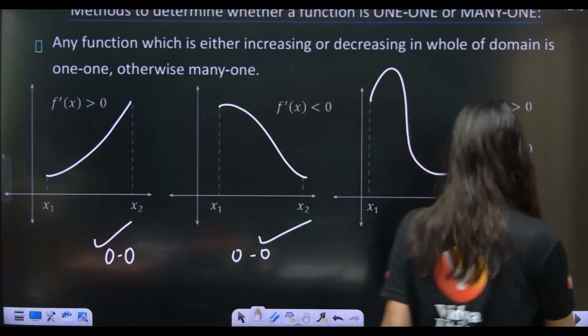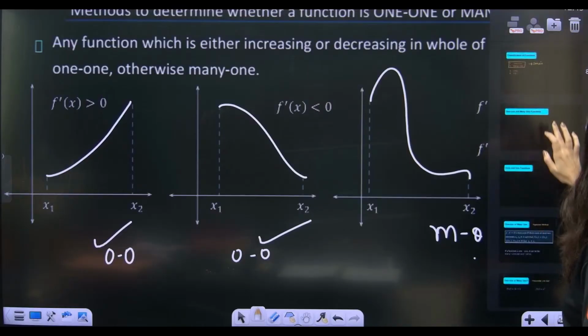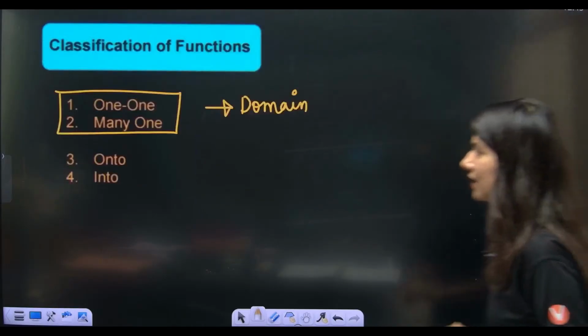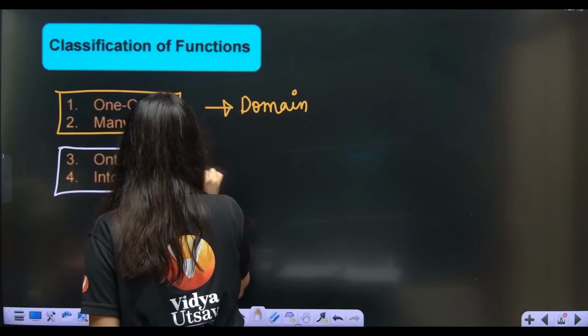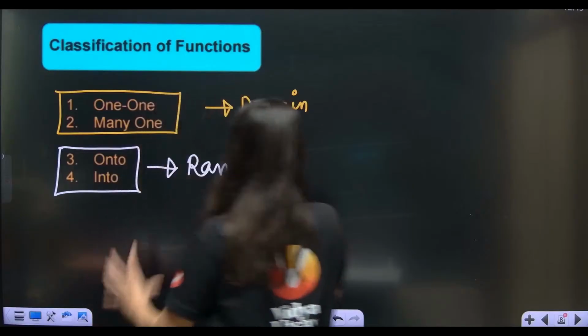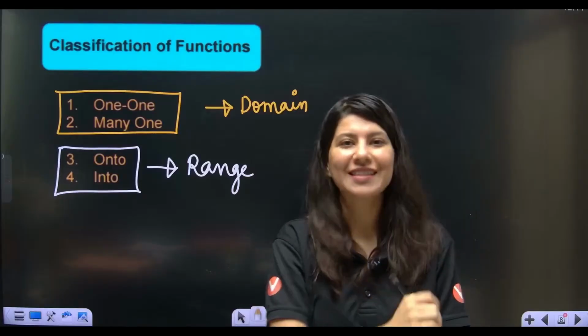Now you must be thinking, ma'am, okay, so I think we are done with 1-1, many-1, although we are going to solve more problems once we study onto and into. And that is the property of range. But this I am going to discuss in the next session, not in this session.